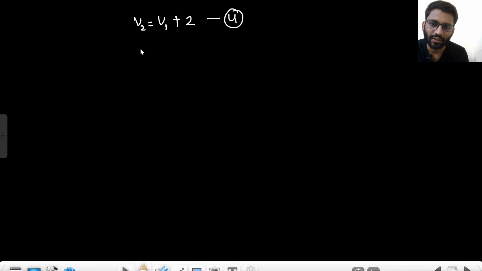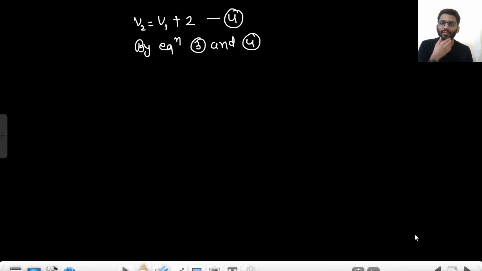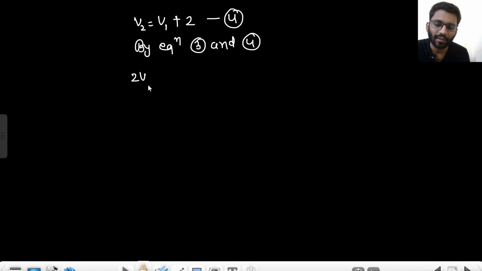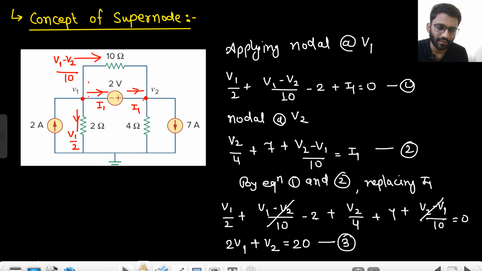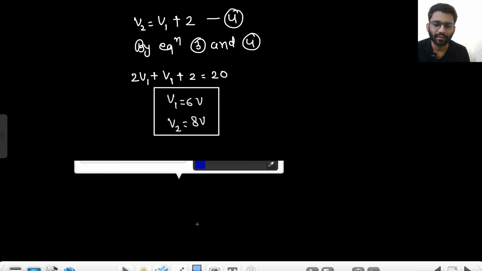This is the fourth equation. By equations 3 and 4, what did you understand? We will replace V2 with V1 plus 2. So 2V1 plus V1 plus 2 equals 20. 3V1 equals 18, V1 equals 6 volts and V2 equals 8 volts. This is the final answer we are getting, right?